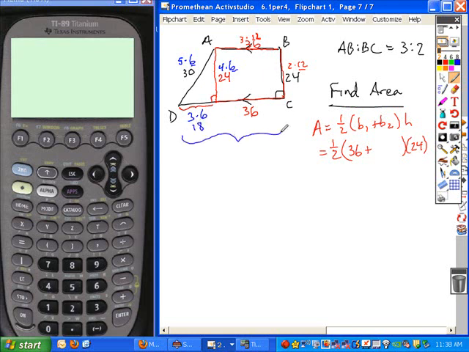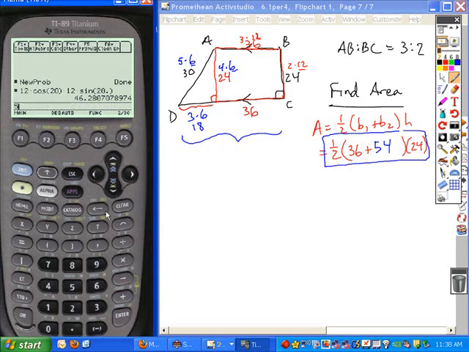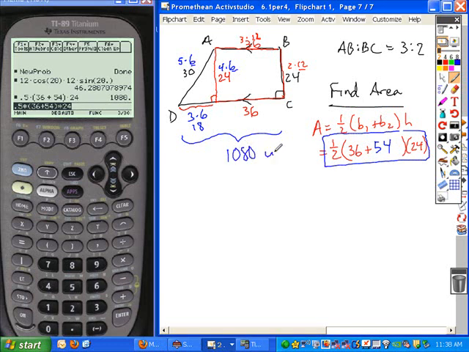And so now we can find our second base. When we combine these two, what do we get as our total sum? 54, right? And so now we can calculate our answer just by multiplying through here. And so if you took 1/2 times the quantity 36 plus 54 all times 24, you get 1080 square units as your total area.